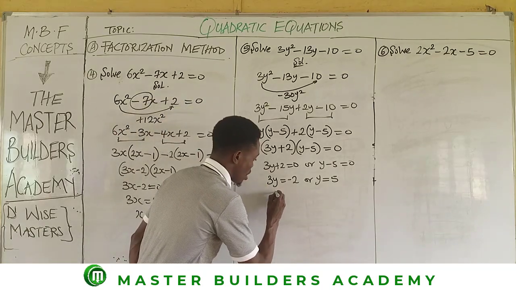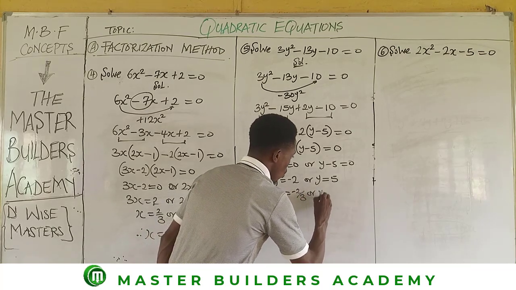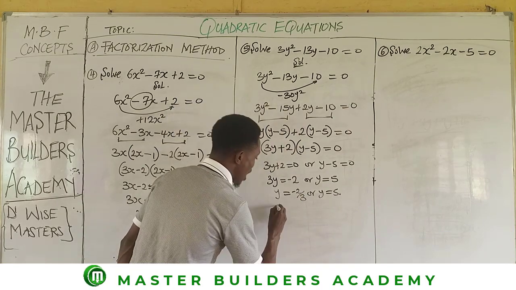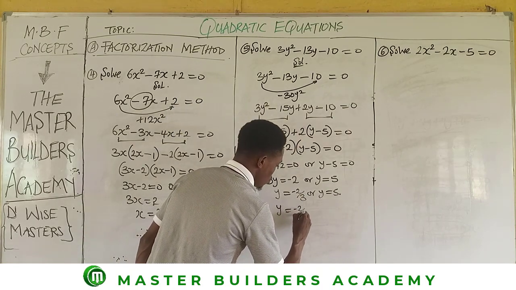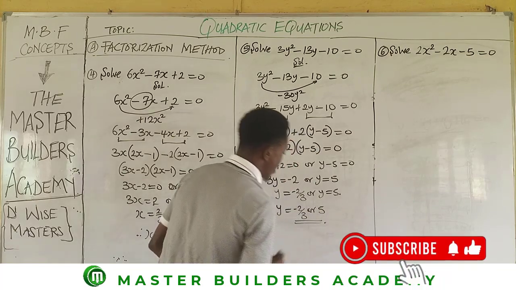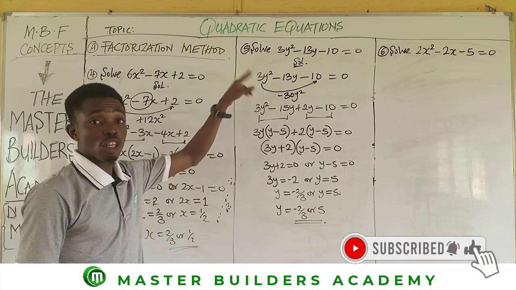And when we do that, we are going to have y is equal to minus 2 over 3, or y is equal to 5. Now we can pick one of the y's. Have that y is equal to minus 2 over 3, or 5. This is the answer to this particular question, question number 5.